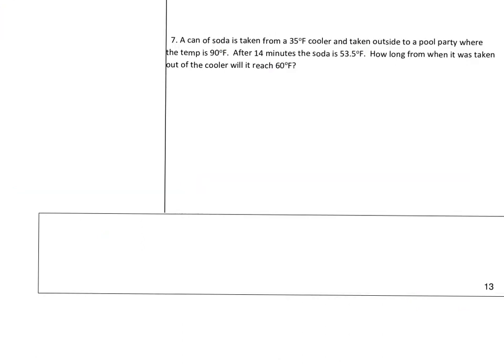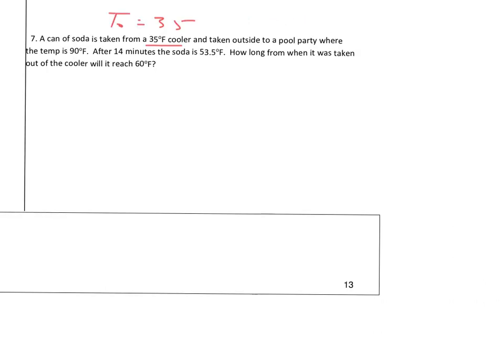All right, similar question right here. So we got a can of soda. It's taken from a 35-degree cooler and put at the pool party, which is 90 degrees. So actually this one's a little different because it's heating up. So this is our initial temperature, 35. And then the temperature of the surroundings is going to be 90 because that's where we're putting it at the pool party. And then they tell us that T of 14 equals 53.5.